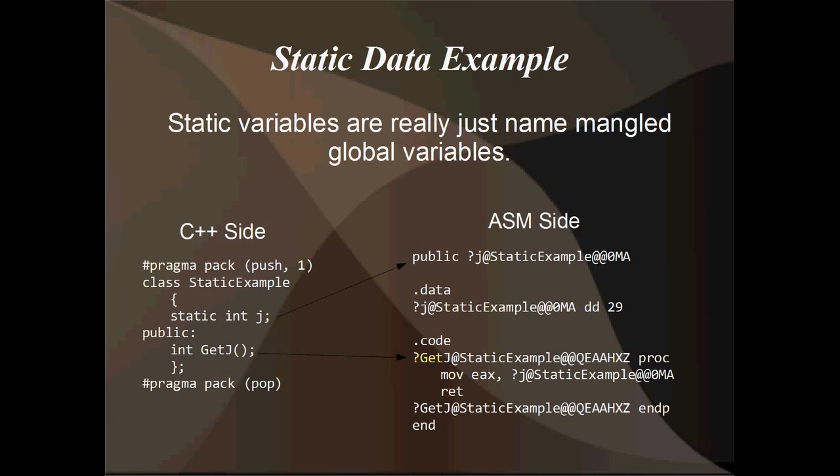But right here we can see the name mangled function as well, that returns the variable j. It's exactly the same as a normal function pretty much, only we've got to use these awful names. So we just move that variable there, which is holding 29 at the moment, into EAX, and we return it. That variable there, there's only going to be one copy of that. Obviously, that's a global variable, perfectly normal global variable, and that's exactly what static variables are.